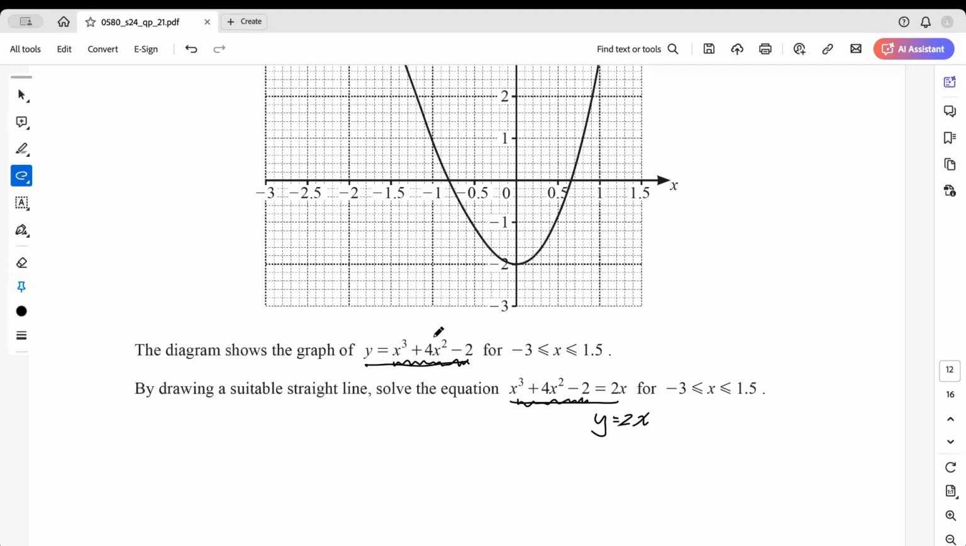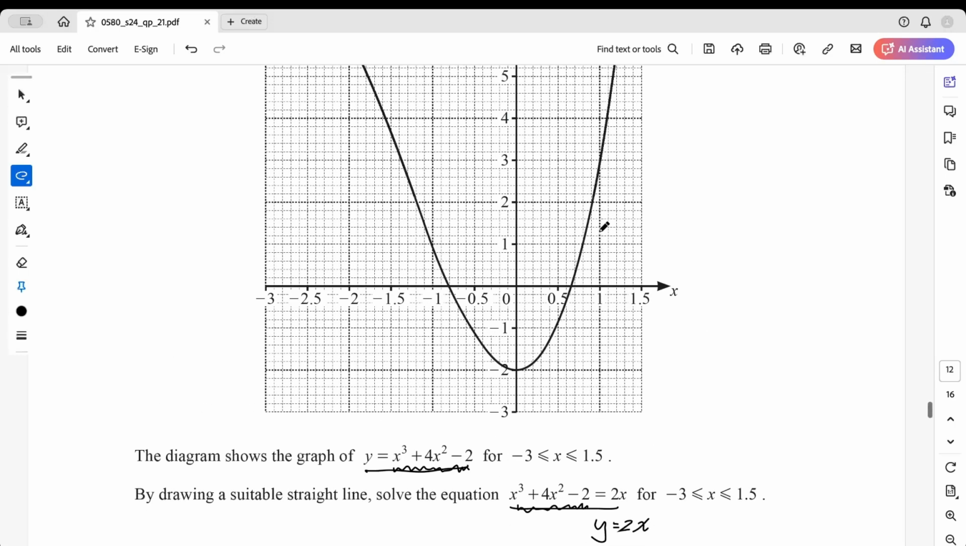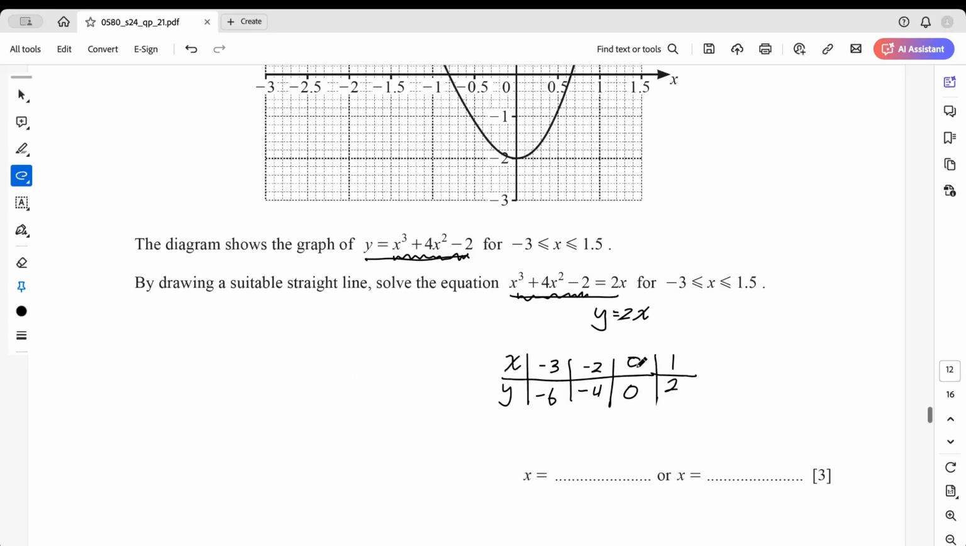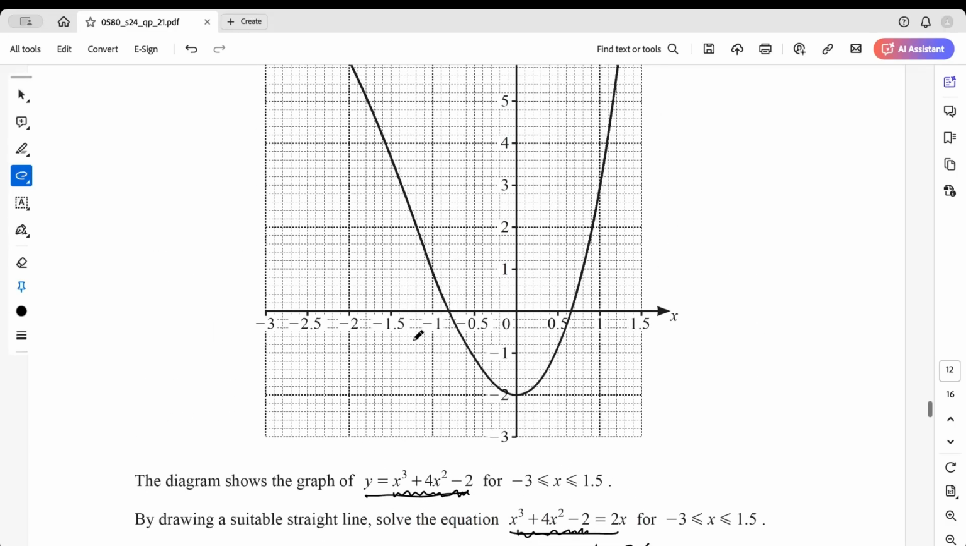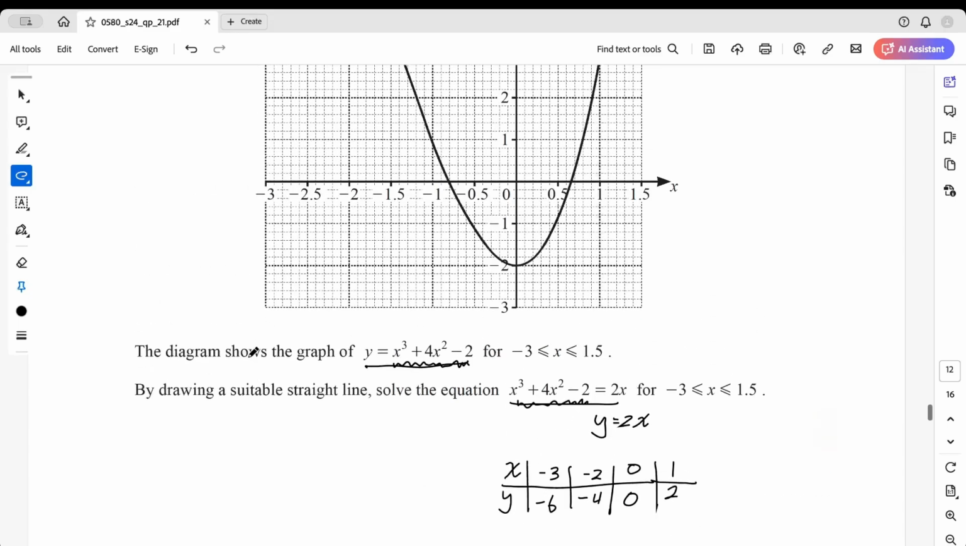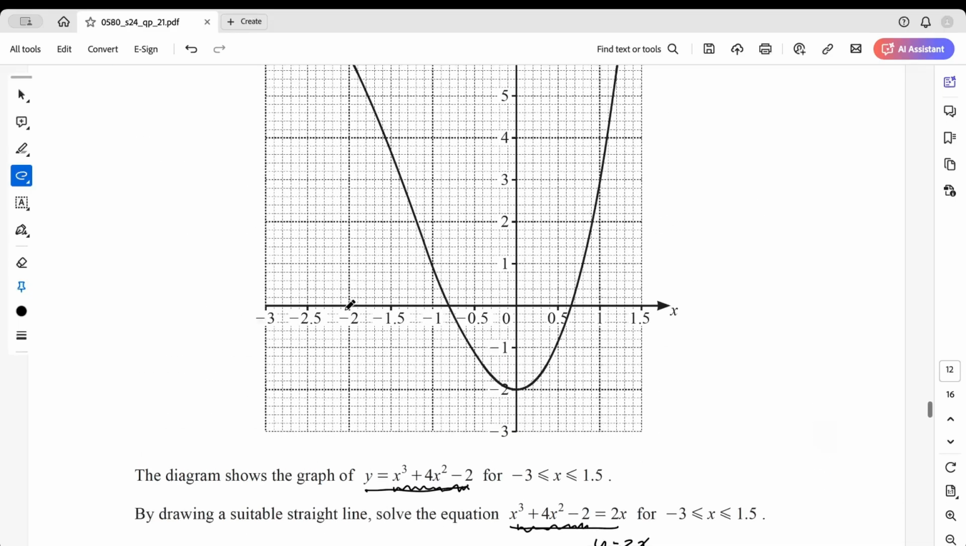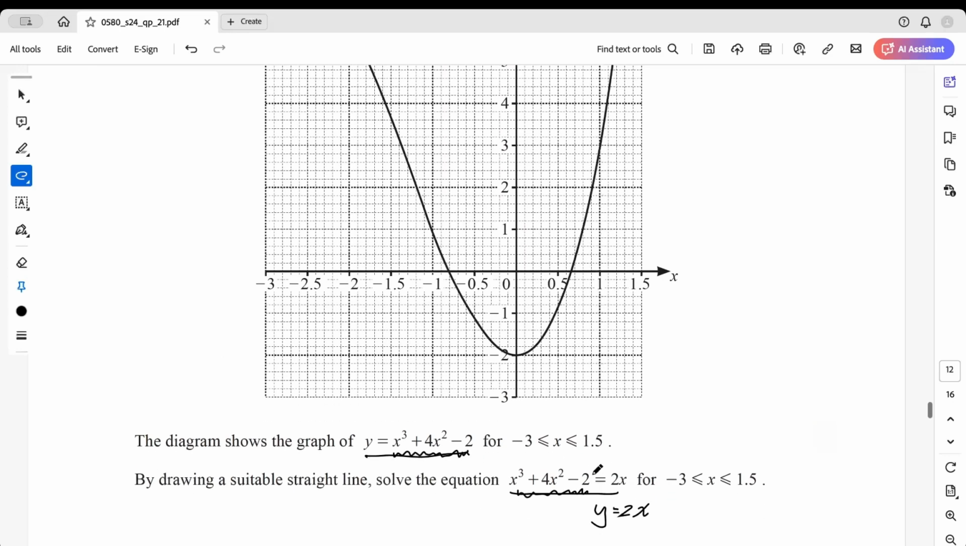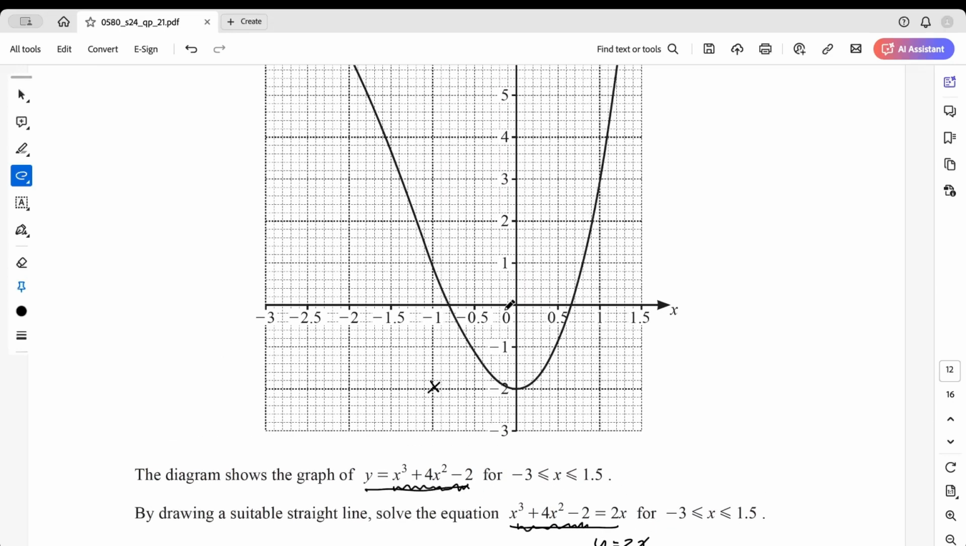Okay, because I have two equations now. Y equals x cubed plus 4x squared minus 2, which is this side, the left side of the equation, and I also have y equals 2x, which is this right side of the equation. Okay, so now I just make a random table of values, just so I have some points to plot on the graph. -3, -6, but that's out of the range, so I don't have that. -2, -4, that's also out of the range, but if I put -1 and I put it into this equation, I will get this coordinate, followed by this and that. So that's enough points for me to trace out a straight line, like so.